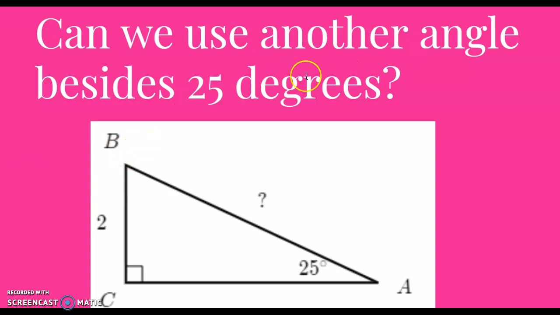But can we use another reference angle besides 25 degrees? Yeah. We could use the angle here, 65 degrees. And in that instance, we would use the adjacent side and the hypotenuse. Cosine of 65 equals 2 over x.